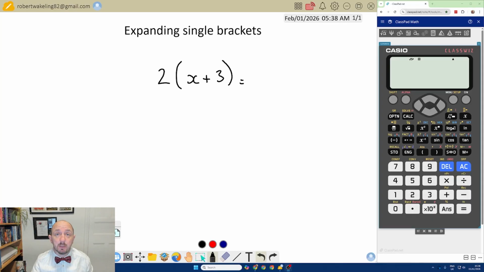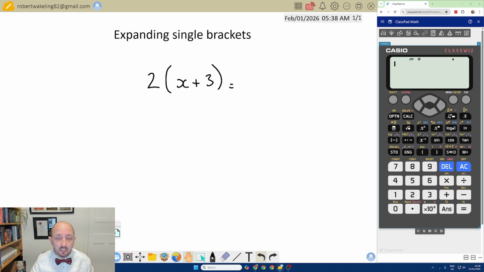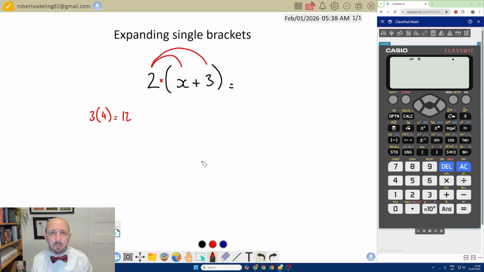In this video, we're going to be looking at expanding single brackets and some ways that we can actually check this on our calculator. So what does it mean to expand a bracket? It means timesing everything inside the bracket by what's in front. So there's an invisible times sign here, and that's what brackets do. Like 3 brackets 4 would be 12 because they multiply.